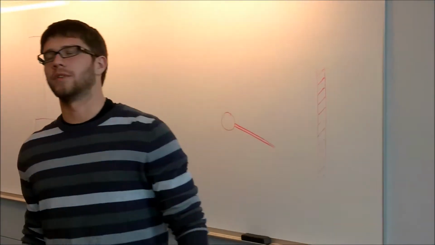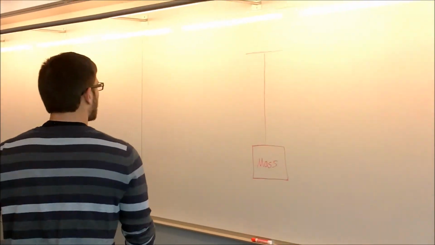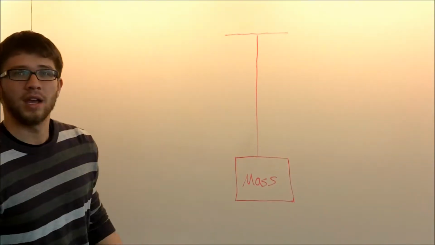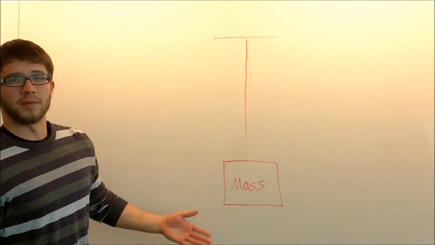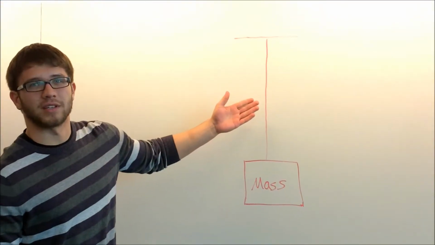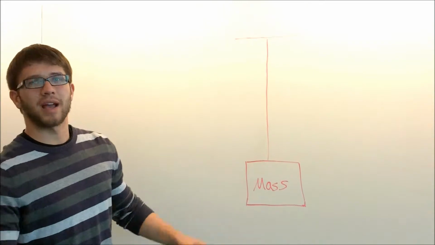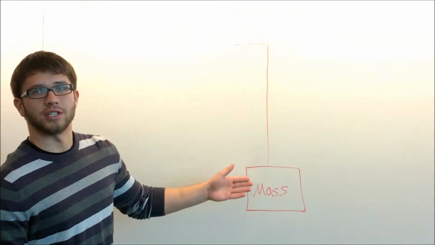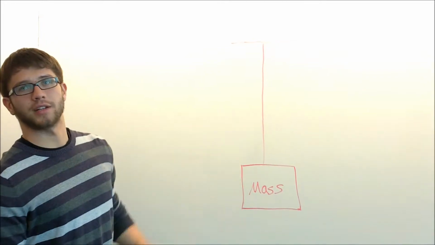Let's take a tension problem, for example. As you can see here, there is a mass suspended from a cable. Now, when we're trying to determine the tension force of the cable, we don't care about the mass of the cable because it's negligible. It doesn't matter. All that matters is the mass and the acceleration of your object.